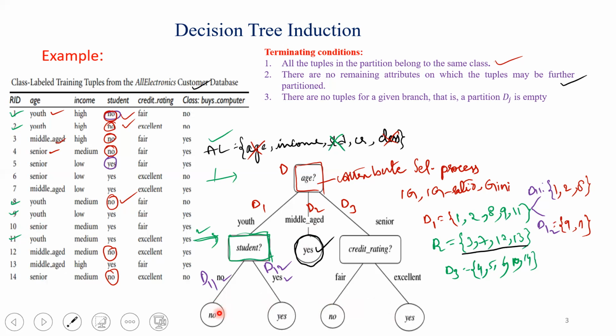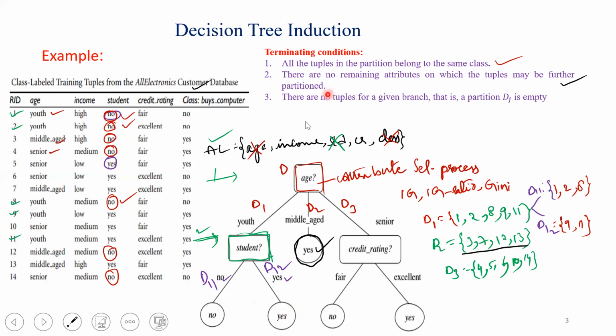So here if you observe in D11, all the tuples of D11 belong to the no class only. You can see it from the example. That's why we have attached the no label here. And also here if you observe, all the tuples of D12 belong to the yes class only. That's why we have attached yes here. Like this is the second condition.